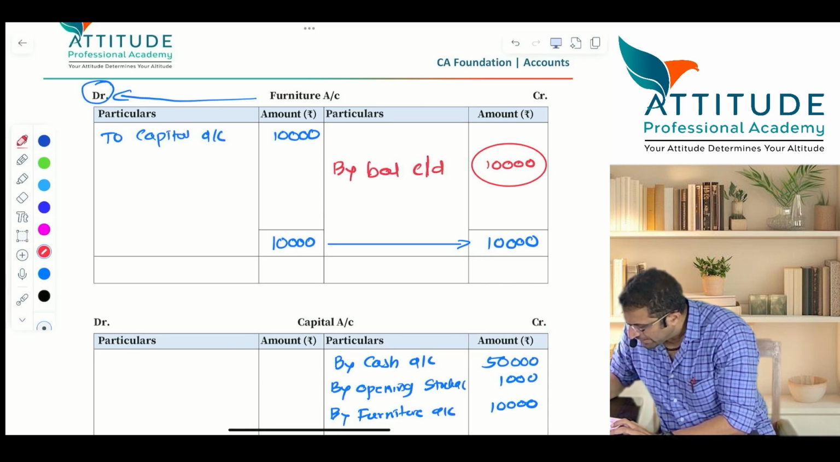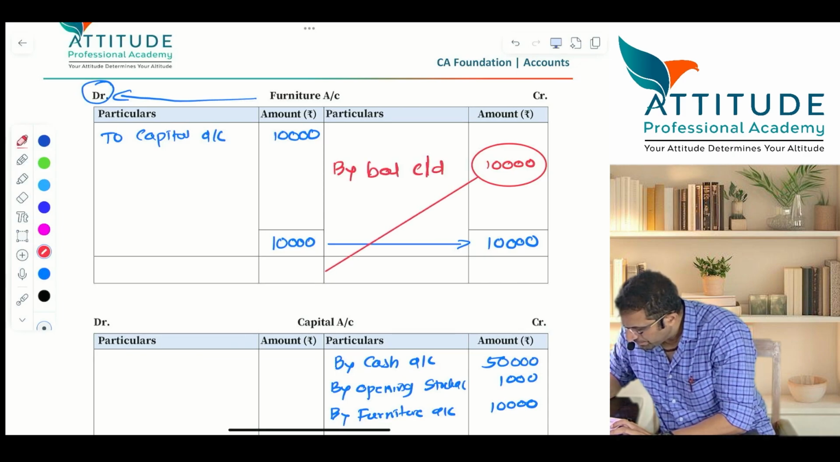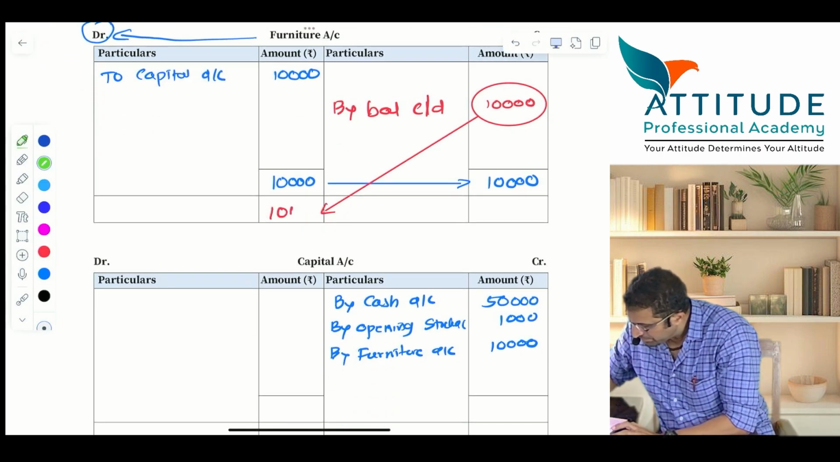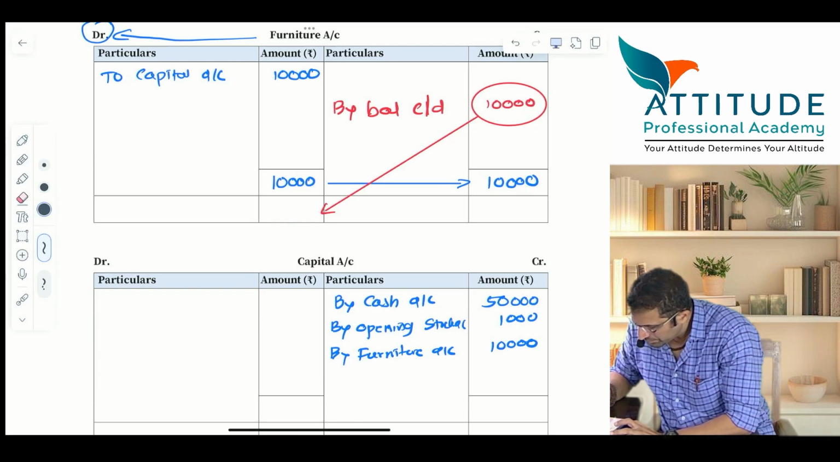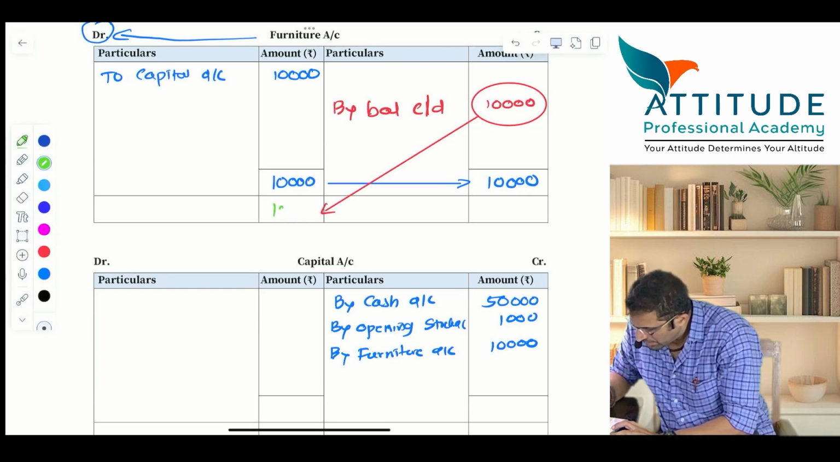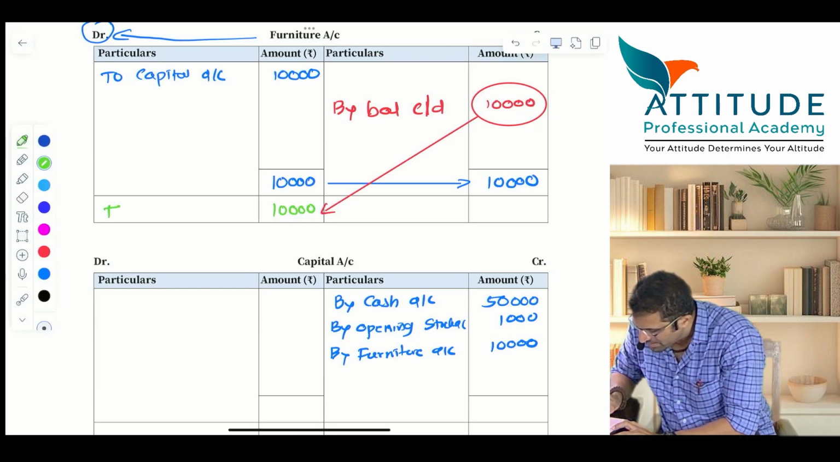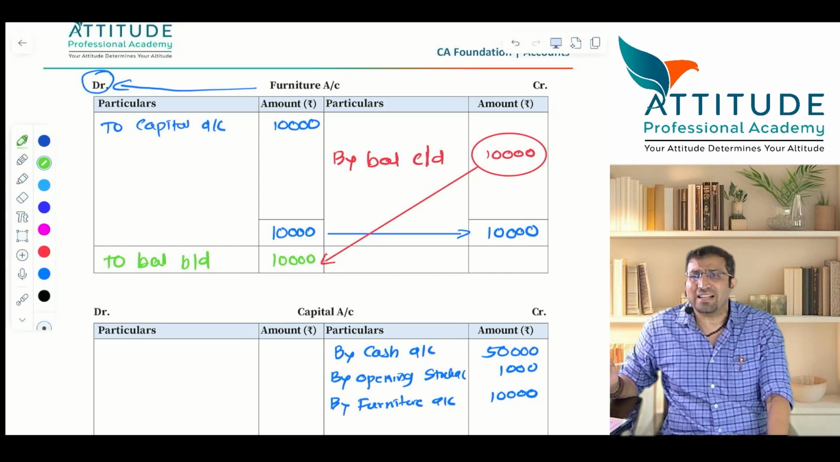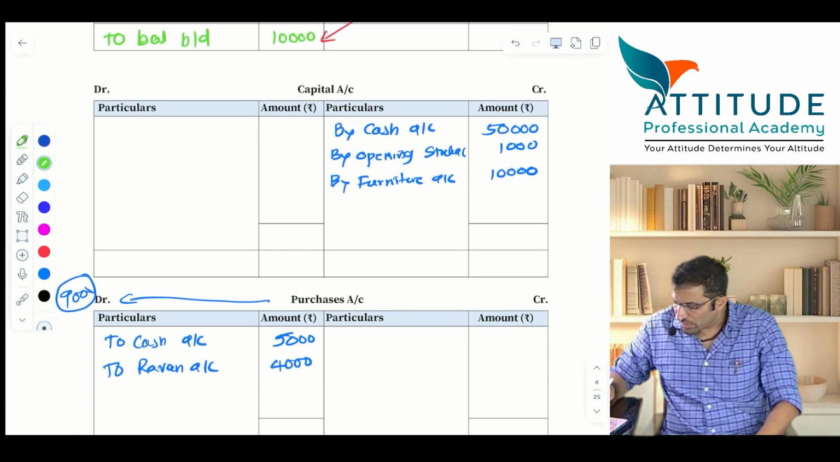Now guys, tell me, the same balance will come here. How much? Oh, I should write in green. 10,000 and I should write here to balance. Now guys, tell me, furniture account is showing a debit balance or a credit balance? Debit balance. Very good. Come down to capital account.